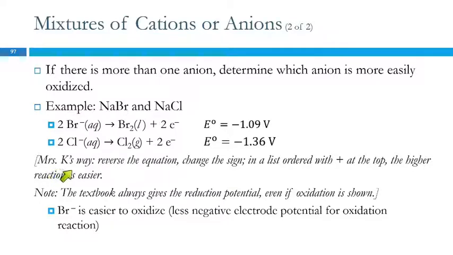So the way I think about it is when I reverse the equation, I change the sign. And so then you've got a list ordered with positive at the top. The higher reaction is easier. The textbook always gives reduction potentials, even if the oxidation is shown. Makes me crazy. But bromide is easier to oxidize.